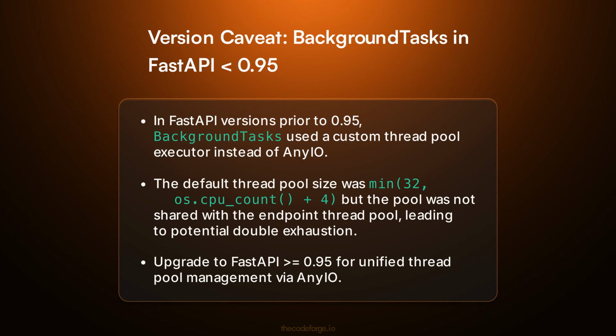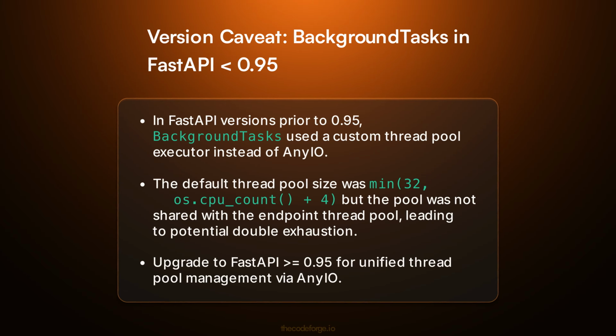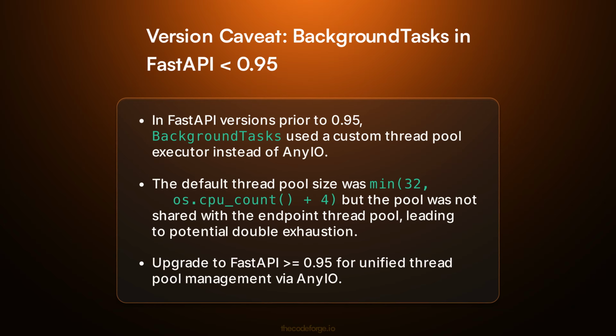In FastAPI versions prior to 0.95, background tasks used a custom thread pool executor instead of AnyIO. The default thread pool size was min(32, OS CPU count + 4), but the pool was not shared with the endpoint thread pool, leading to potential double exhaustion. Upgrade to FastAPI 0.95 or later for unified threadpool management via AnyIO.